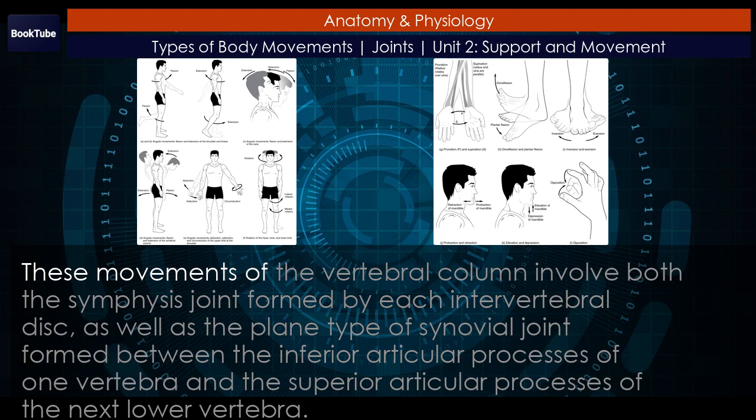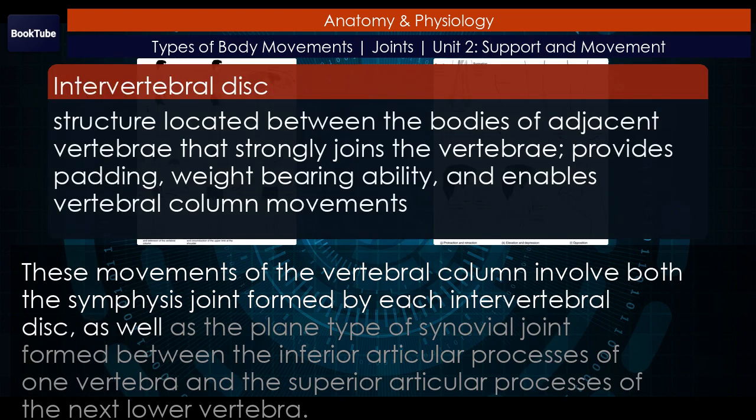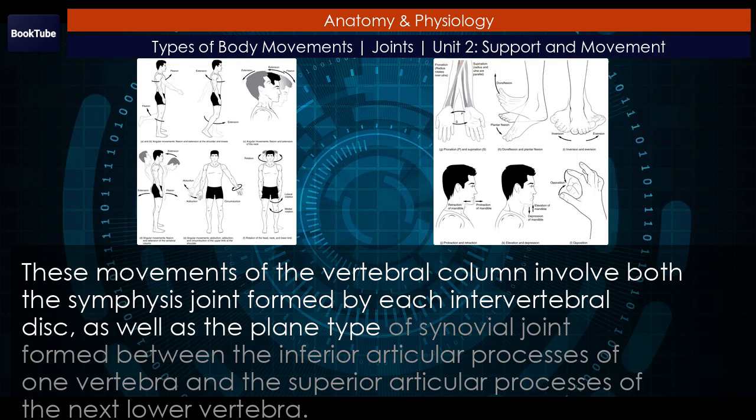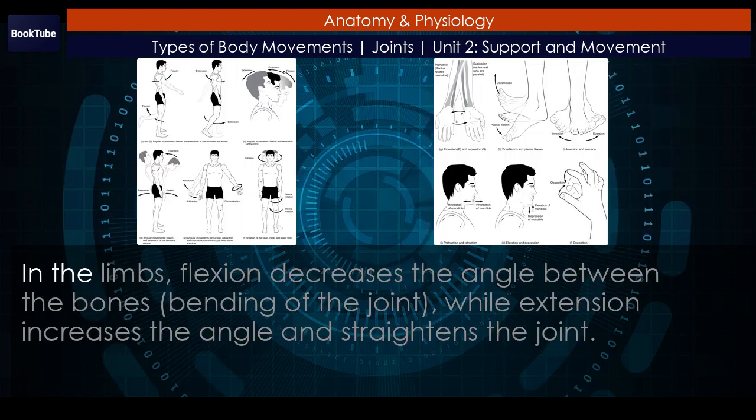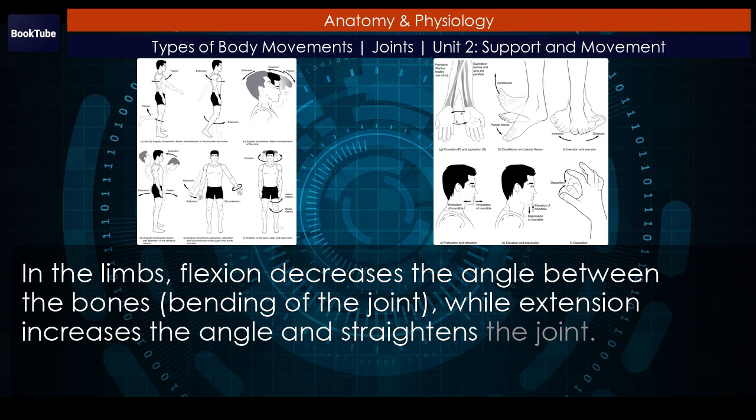These movements of the vertebral column involve both the symphysis joint formed by each intervertebral disc, as well as the plane type of synovial joint formed between the inferior articular processes of one vertebra and the superior articular processes of the next lower vertebra. In the limbs, flexion decreases the angle between the bones, bending of the joint, while extension increases the angle and straightens the joint.